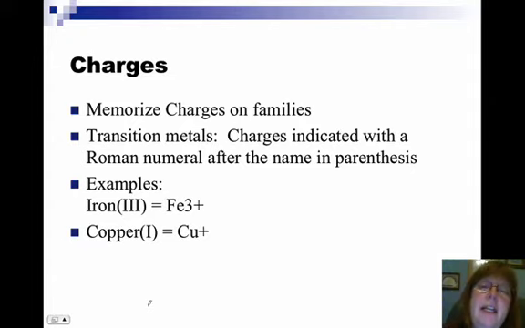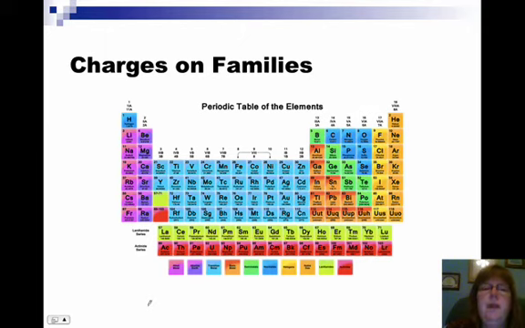Back in the oxidation states video, we learned some of those charges. For transition metals, the charges are indicated with a Roman numeral in parentheses, and that's just the charge on the ion. So here we see iron, and then there's a 3 in parentheses. That means that the charge on the iron is a positive 3. Same thing happens with the copper 1. All right, so let's just review.